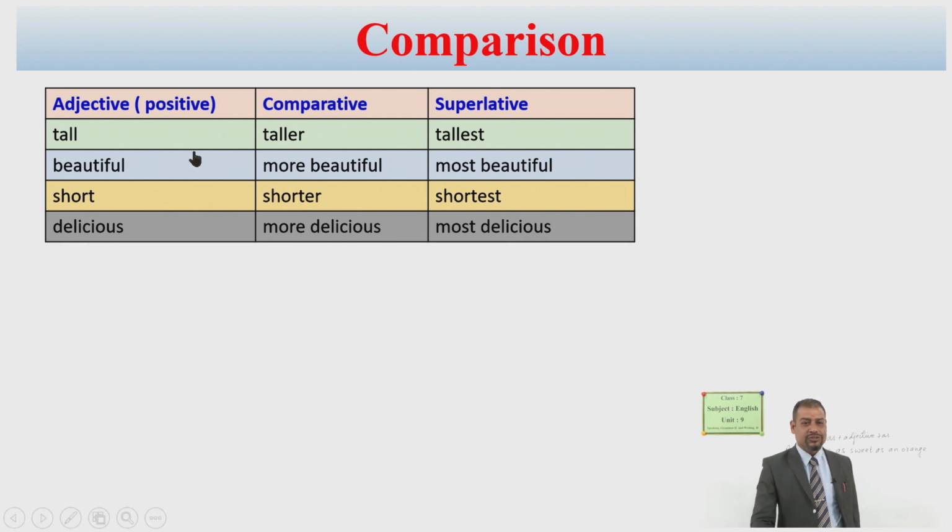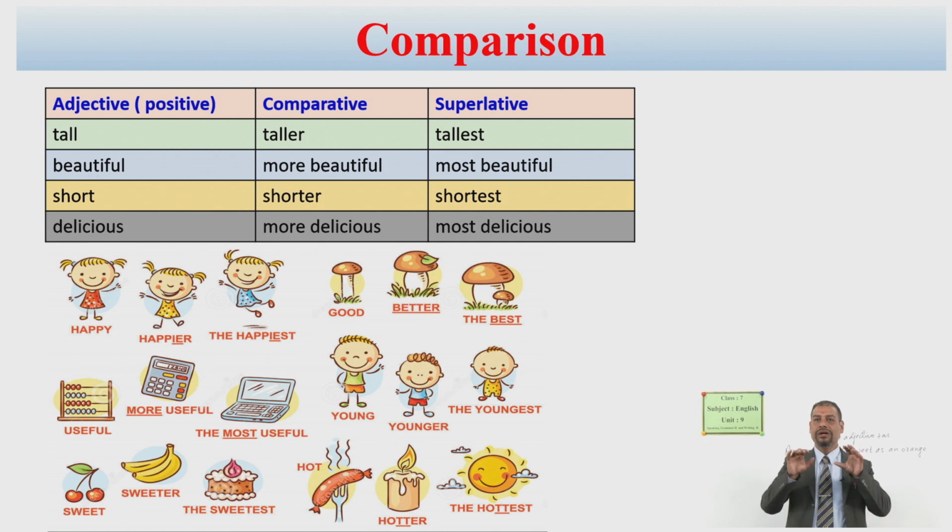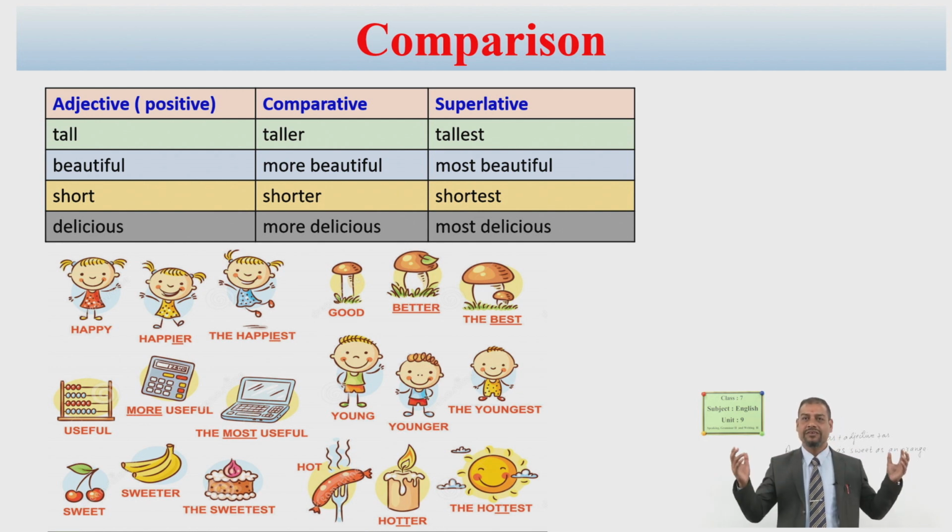Good. So short, see, we can pronounce in a single, let's say, syllable, short. So we add here er, shorter, and here shortest. Now here delicious, deli 2 syllables, sauce 3 syllables. So we have added here more delicious, most delicious. Have you got my idea? Good job. If so, now I want to show you some pictures of comparison.